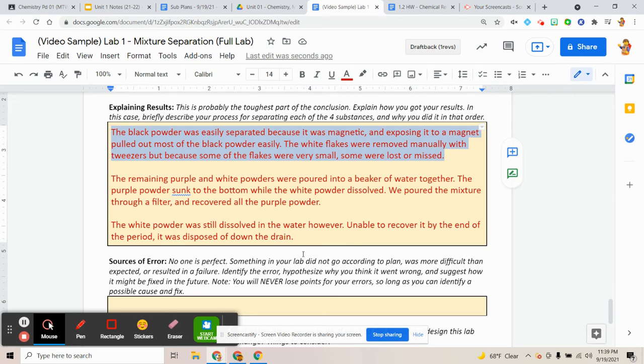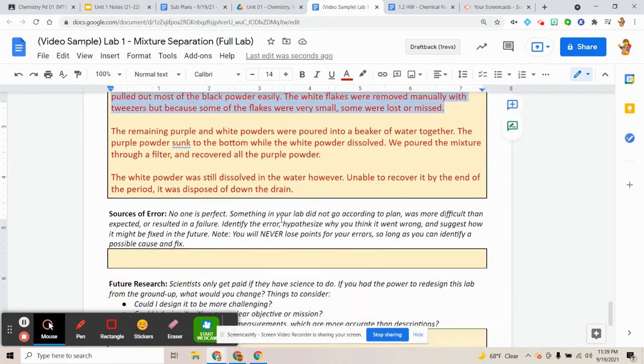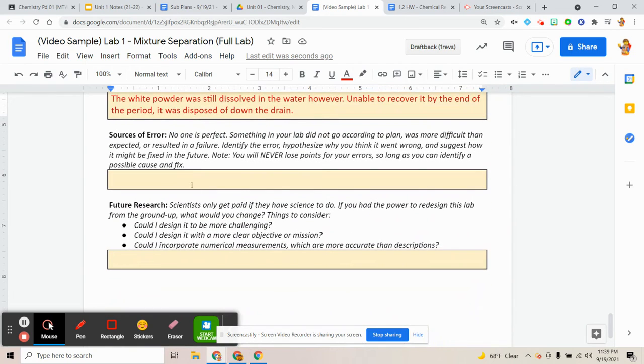Now, everyone's lab procedure or outcome was slightly different, so don't write what I wrote here. Write your own thing. Now, as I mentioned repeatedly in the lab, it is very likely that something went wrong while you were doing this lab. And I said, don't worry.